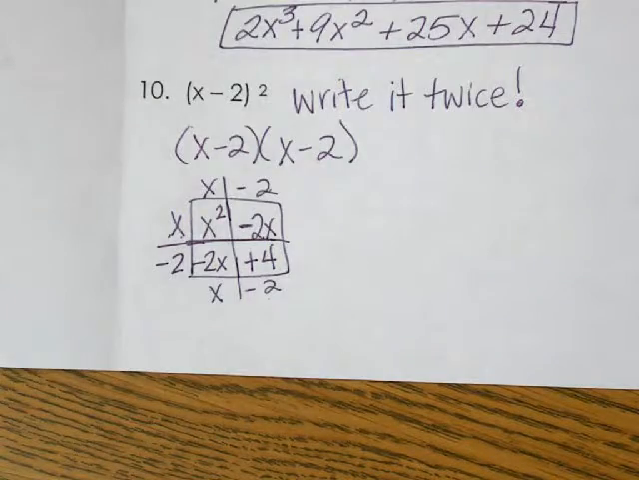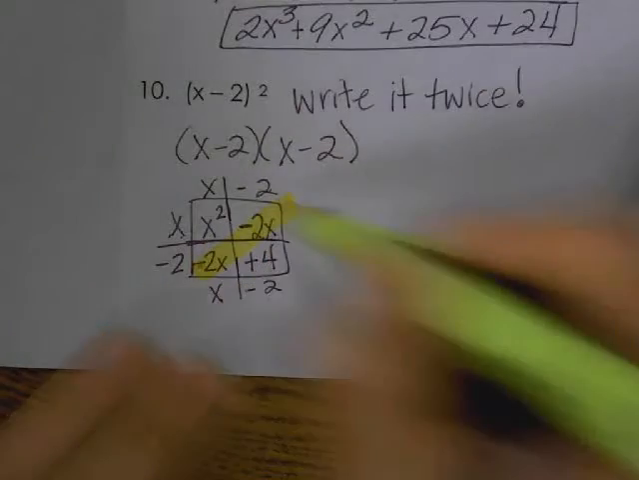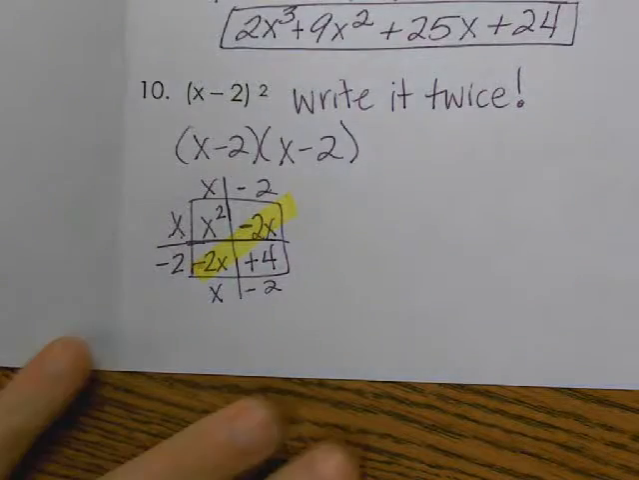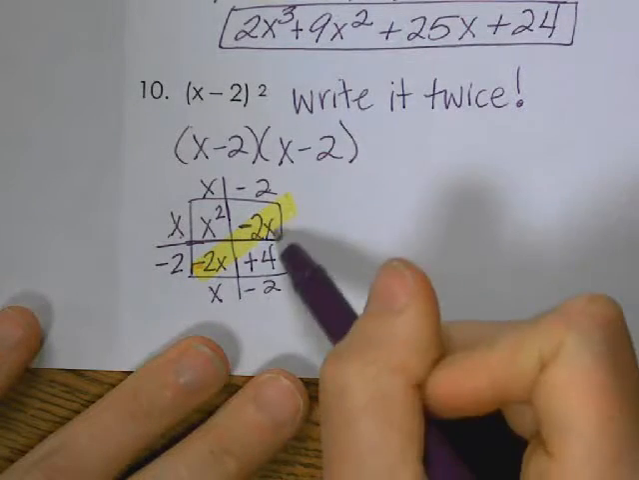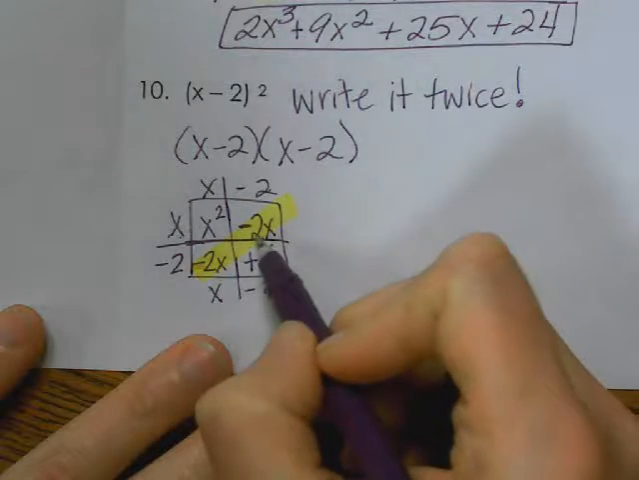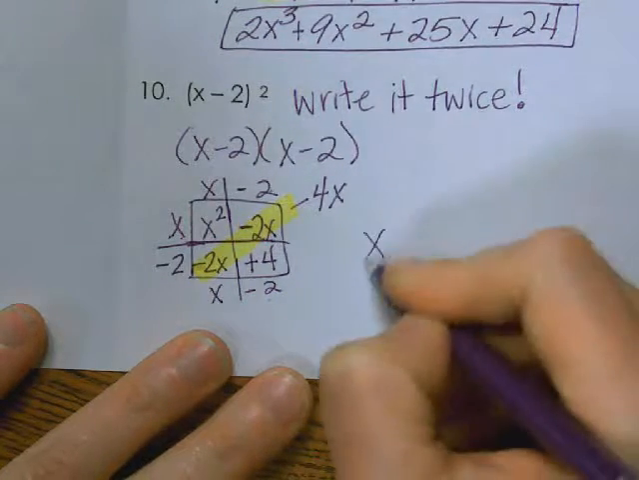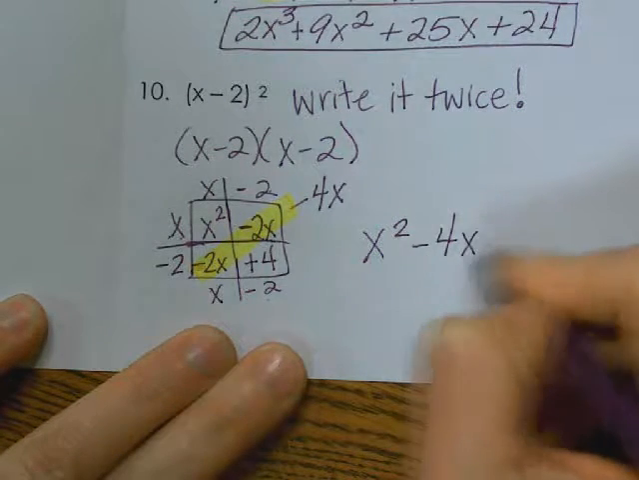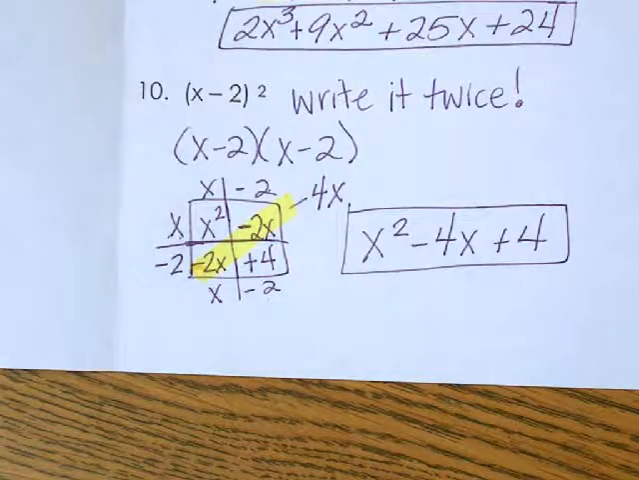Okay? Now I'm going to combine my like terms. If you line them up right, they're always here in these two spots because they both have x's. Negative 2 and negative 2 together, negative 2 minus 2 is negative 4. So we have x squared minus 4x plus 4.